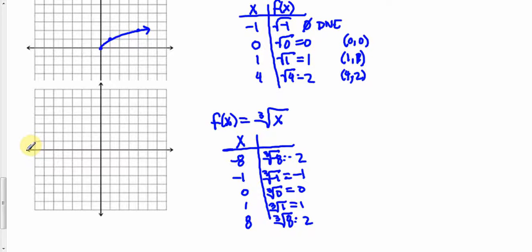So negative 8, negative 2, right here. Negative 1, negative 1. 0, 0. 1, 1. And 8, 2. So this one looks like this.